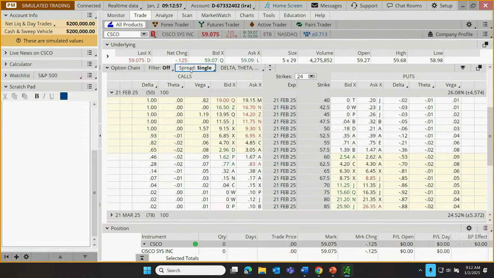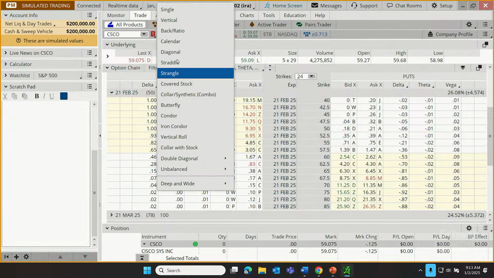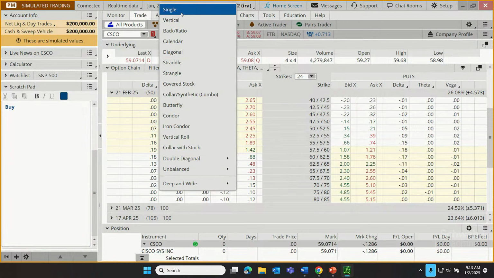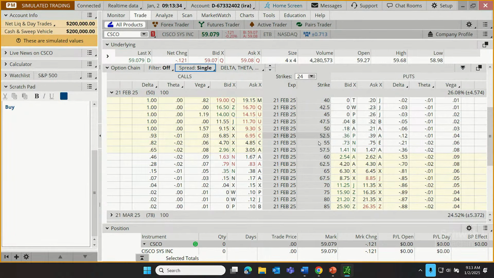Let's see. At this point, I am going to change the spread from single back to vertical, and let's do some quick math here. If I look at that 55, 57.5, it looks like it's trading between 1.65 and maybe 1.90. If we split the difference there, maybe it's looking like this is going to cost us, maybe let's call it $1.80, just to make the math simple. So if we were to buy, let's say the 55, I'm going to spread this back out to the single strikes, because I think everybody likes to see the individual legs.